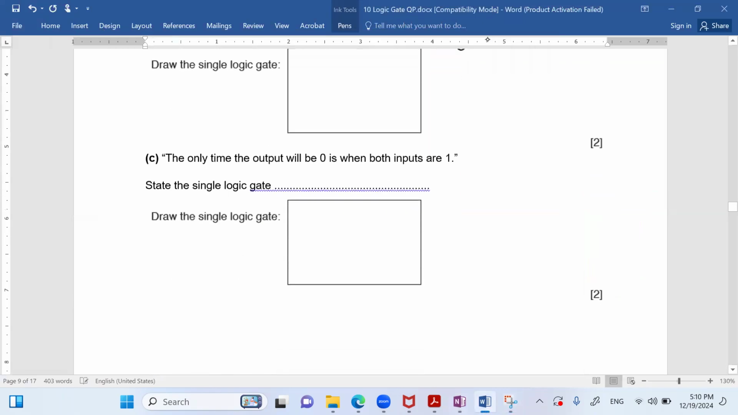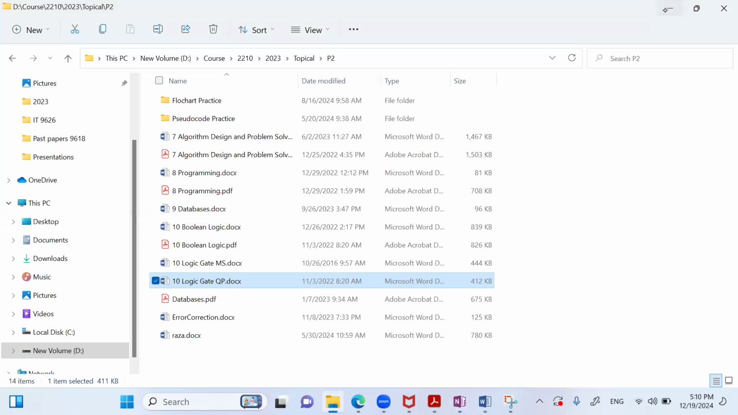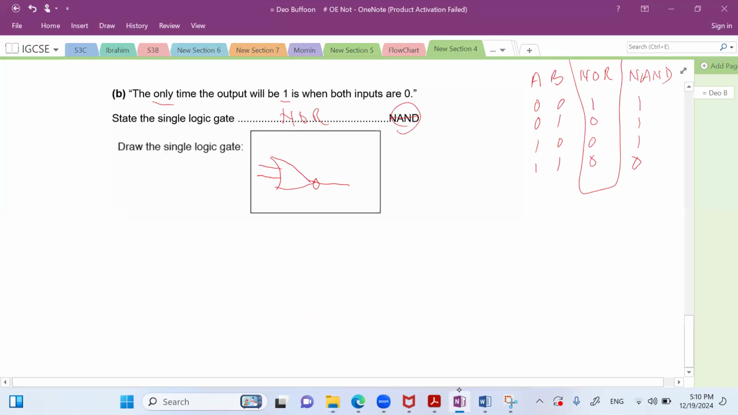The third one is: the only time the output will be 0 is when both inputs are 1. That's NAND. The output will be 0 when both inputs are 1. So we don't have to write it out now.